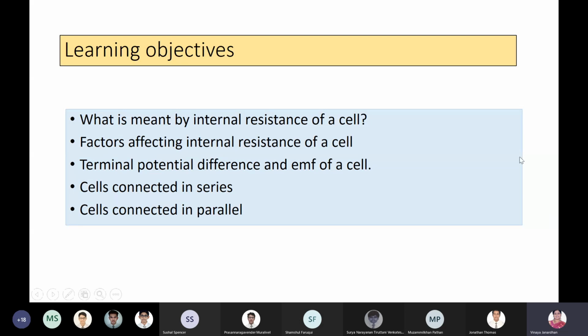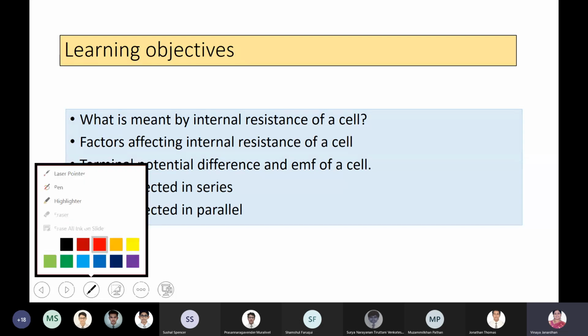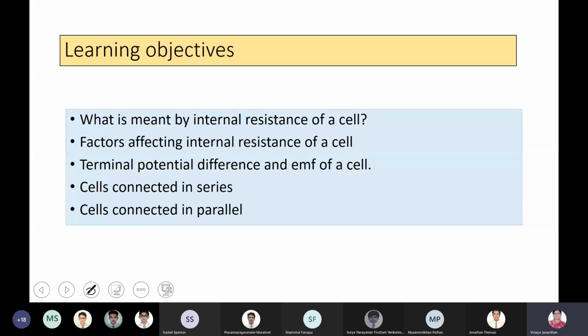So you have studied about primary cells in chemistry. You have studied about voltaic cells, the simple cells, when you have two metal electrodes dipped in an electrolytic solution. Here we'll see what is meant by the internal resistance of a cell, then what are the factors that affect the internal resistance of a cell. What is meant by terminal potential difference and the EMF of a cell? There is a difference between these two. Then what happens when cells are connected in parallel? What happens when cells are connected in series?